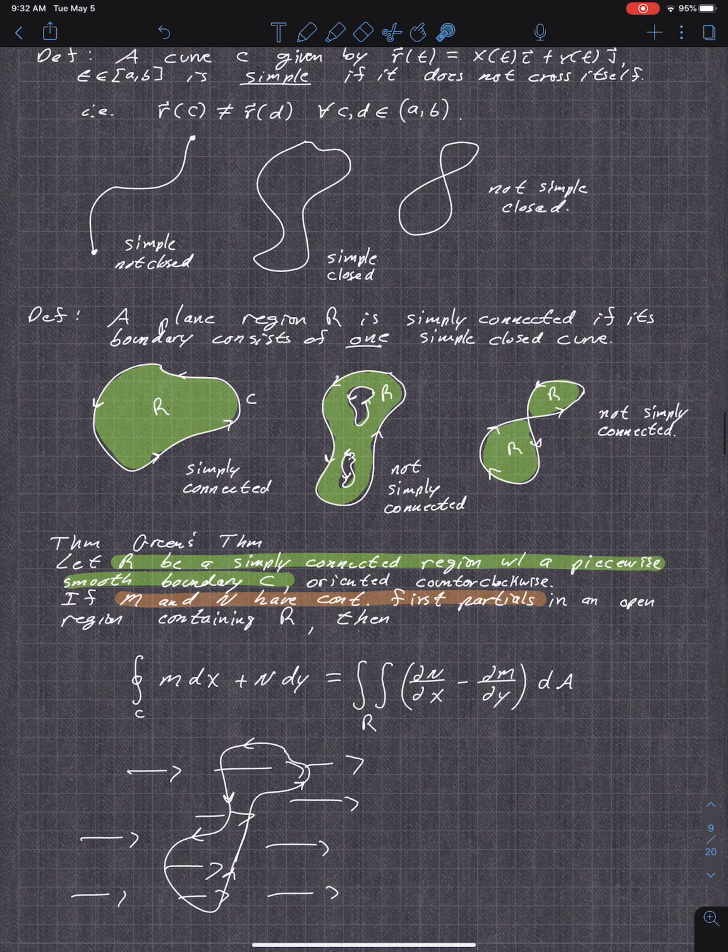Okay, a plane curve is simply connected if its boundary consists of one simple closed curve. So simply connected is the case that we want to see. So it's the generic, easy case to look at.